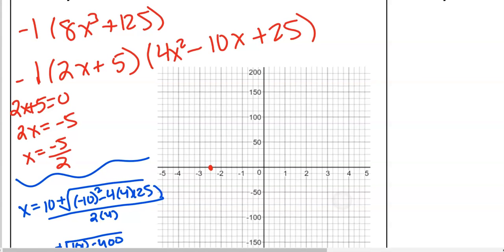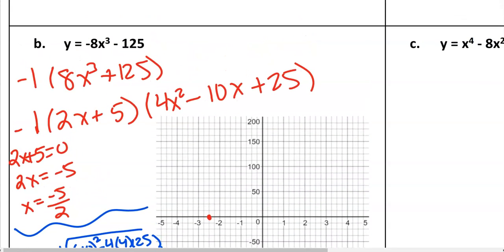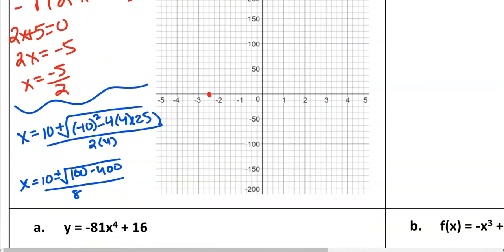Okay. This one, we kind of need another point. We could easily find the y-intercept. If you make your x 0, you just get y equals what? Negative 125. We can plot that. So we do have 2 points on there. We didn't have another x-intercept. This one is pretty easy to get your y-intercept.